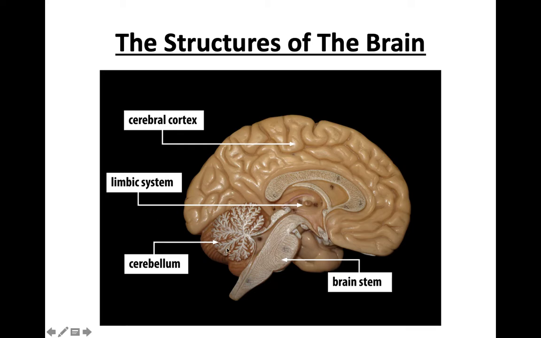The cerebellum in the back here is a structure that is involved with movement as well as posture, but it is associated with a variety of other thinking processes. But we can think of the cerebellum as particularly involved with movement and posture.